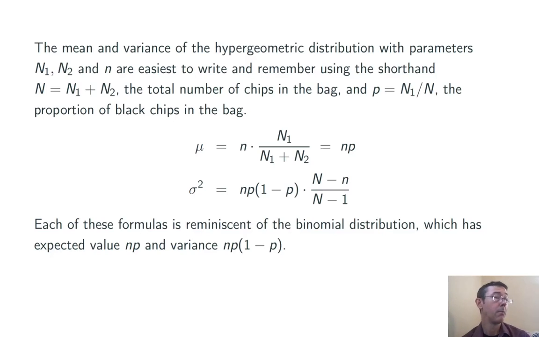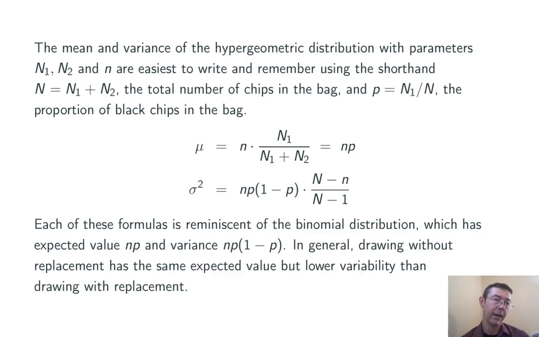when we remember our mean and variance for the binomial distribution. The mean is np, so that's exactly the same as we have here. The variance is n times p times 1 minus p, so very similar to what we have here. In this case, we just have that correction factor, big N minus n over big N minus 1, to account for the fact that we're doing the sampling without replacement. In general, drawing without replacement has the same expected value, but lower variability than drawing with replacement.